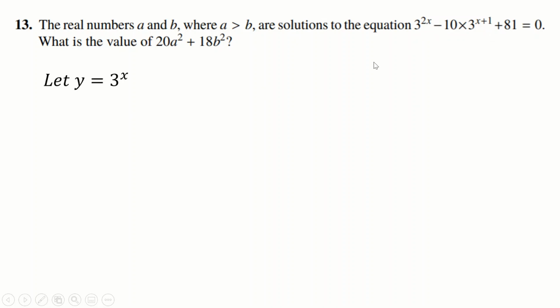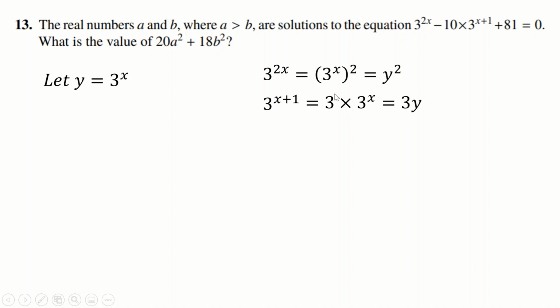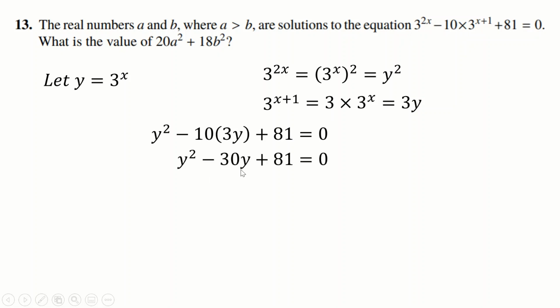If you let y equal 3 to the power x, 3 to the 2x can be written as 3 to the x squared, because we multiply these for 2x, which is just y squared. And likewise, 3 to the x plus 1, that can be written as 3 times 3 to the x, because there's a 1 here, and then you add these together for x plus 1. And that's just 3 times y, so 3y. And just put that in there, so we get y squared minus 10 times 3y plus 81 is 0, that makes minus 30y.